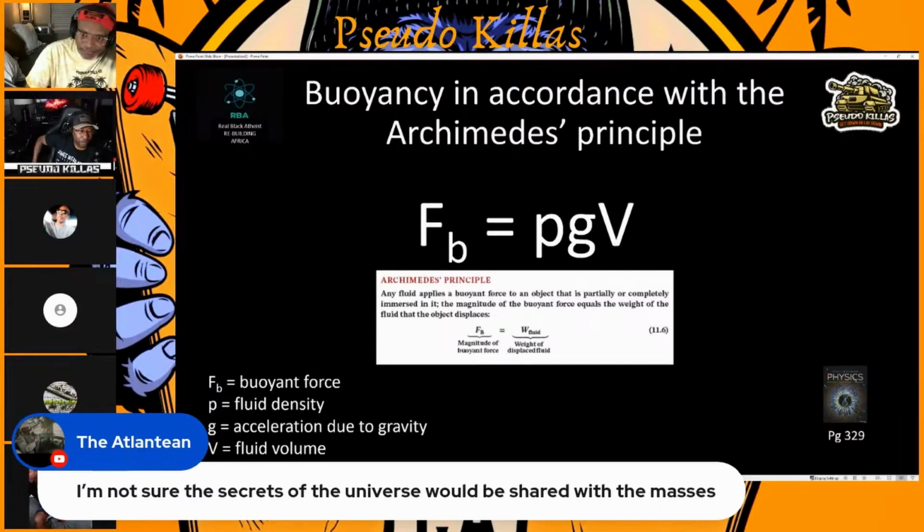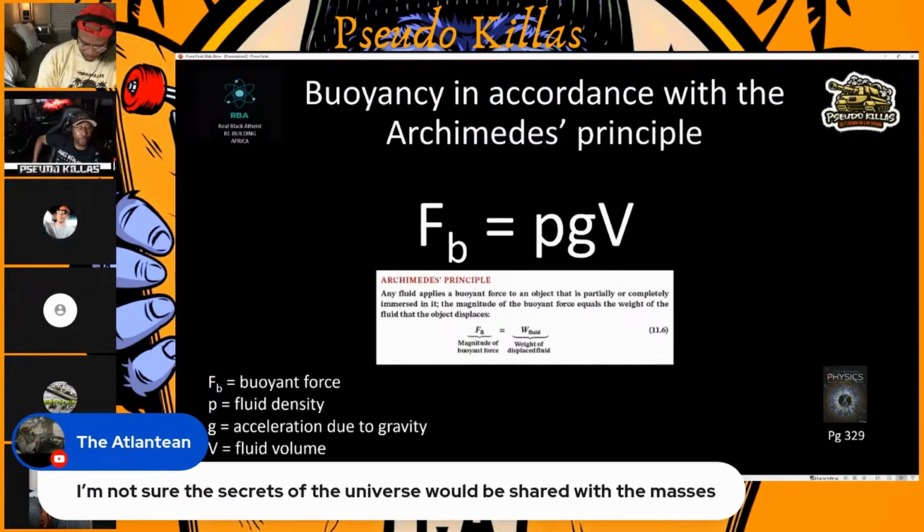I'll give you an example of this. A very simple example. You take a beach ball. So take a look at the Archimedes Principle. It says any fluid applies a buoyant force to an object that is partially or completely immersed in it. The magnitude of the buoyant force equals the weight of the fluid that the object displaces.